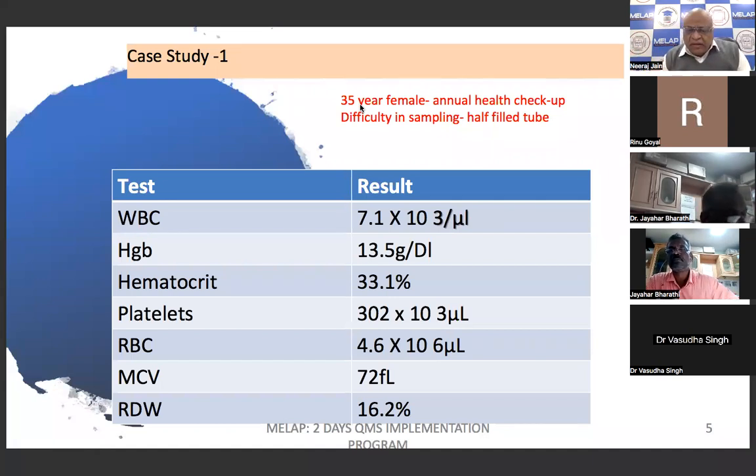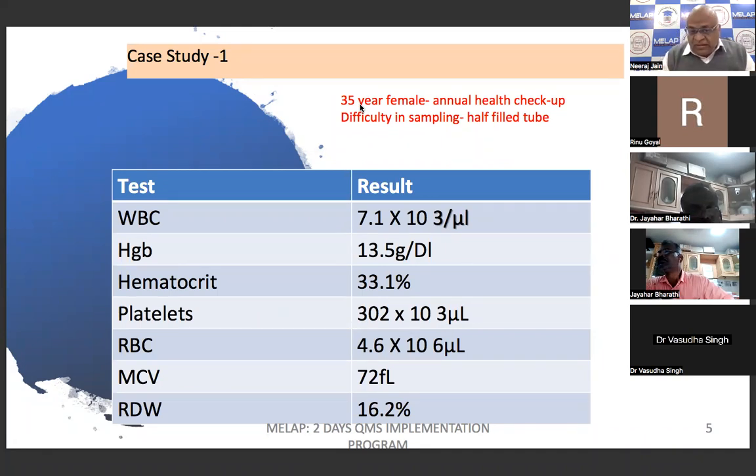All these parameters are looking normal. MCV is a little low, hemoglobin normal, low MCV, and almost normal RBC count. RDW is also almost normal, slightly increased. The clinician thought they were dealing with some hemoglobinopathy trait. When HPLC was advised, it was normal. Repeat CBC was done, that was also normal. Now, what is the reason for this low MCV?